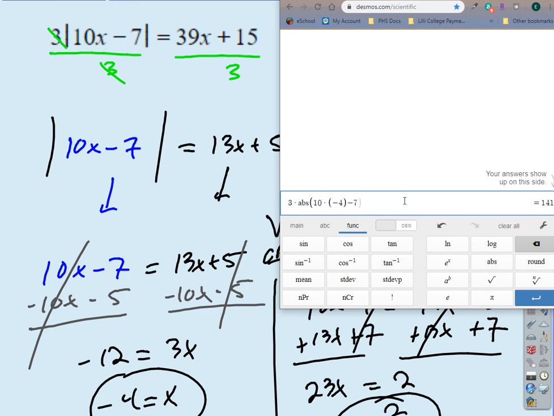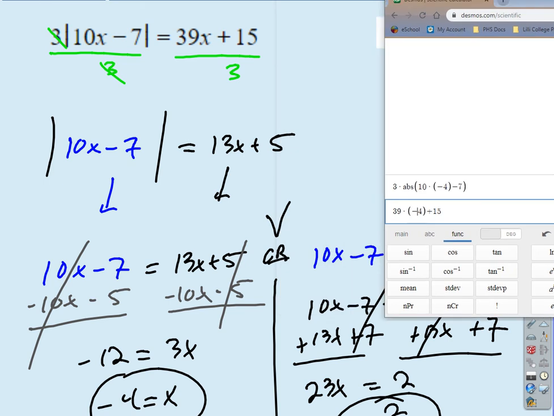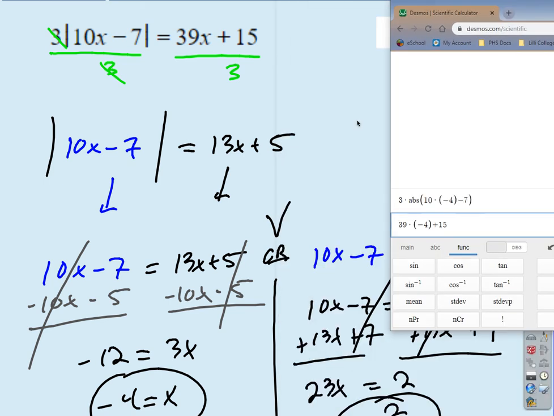Okay? Let's try the right side. On the right side we had 39 times, plug a 4 in for our x, plus 15, and we get 171. What's that tell us? Nope. Oops, that was supposed to be -4 though, wasn't it? There we go. Still doesn't work. I get 141 on one side and -141 on the other side. So what does that tell you about x equals -4? Not true. It's an extraneous solution. Okay, so there's one we can get rid of.